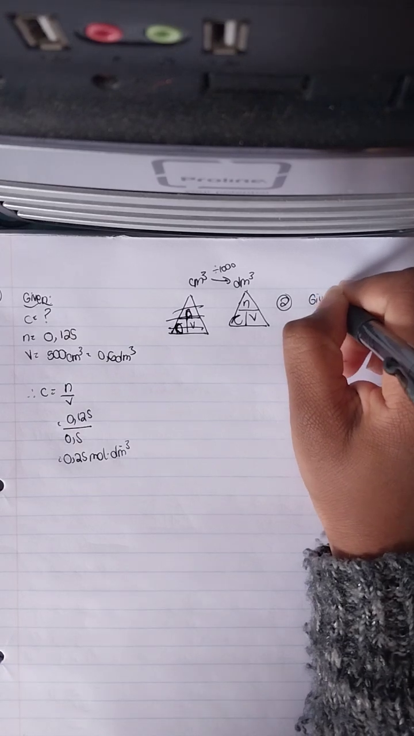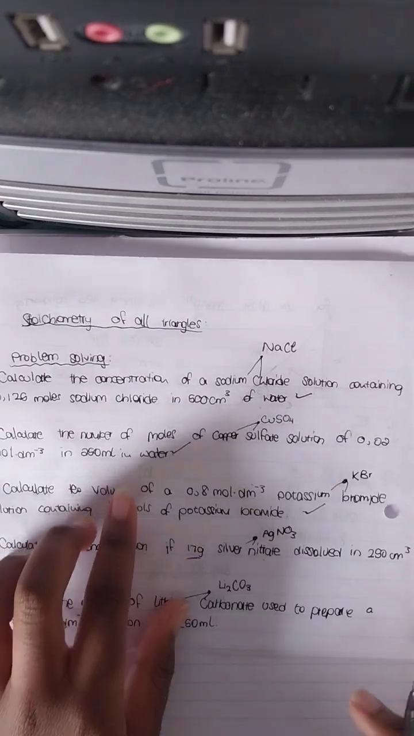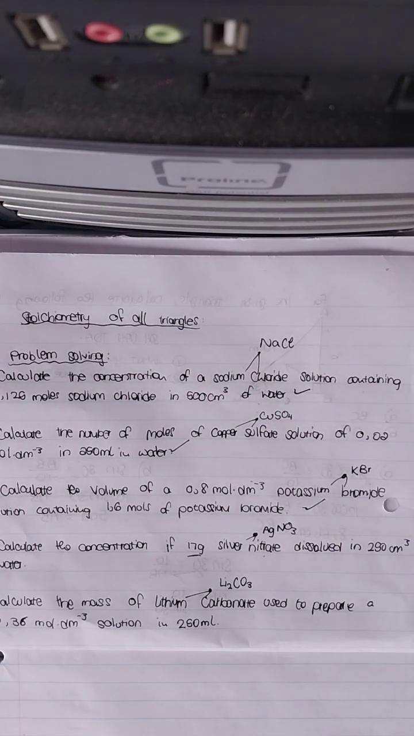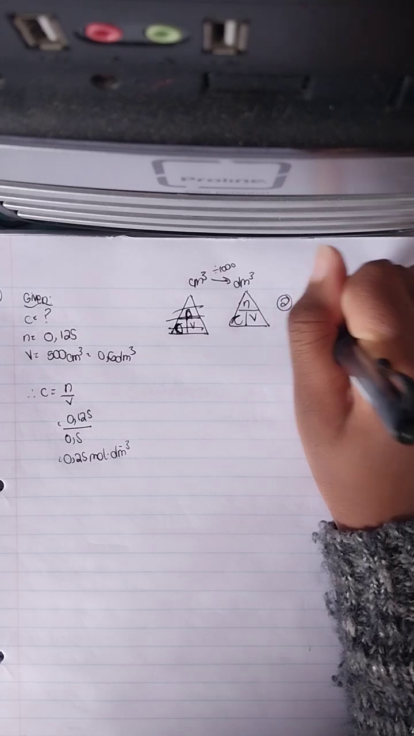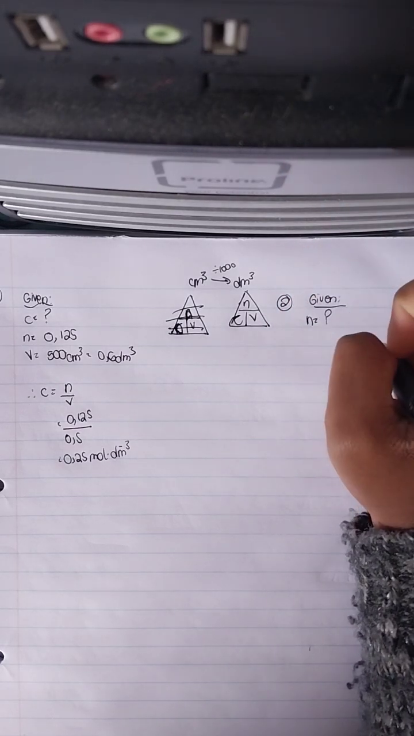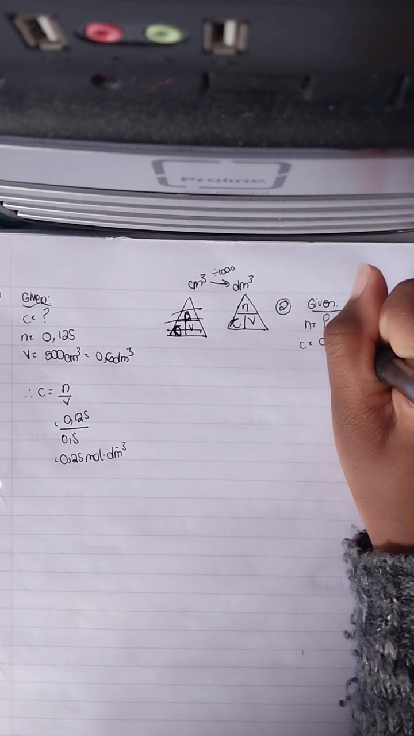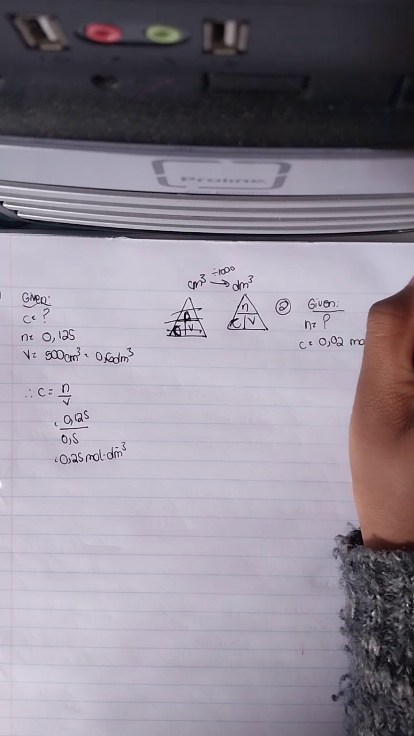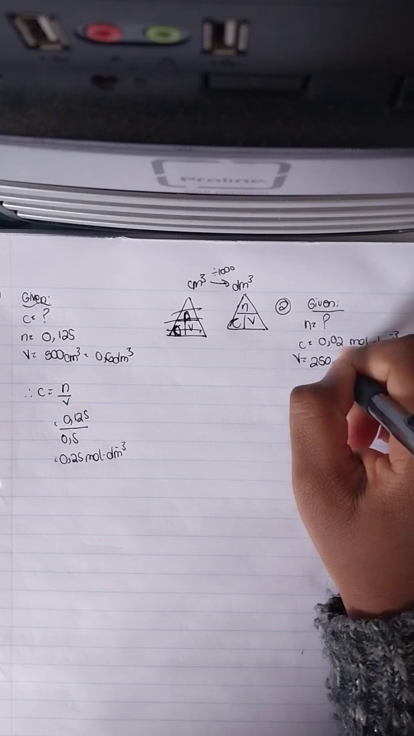Always write down your given because that actually helps. Your next question, this is the second question, says: calculate the number of moles of copper sulfate solution of 0.02 mole per dm cubed in 250 milliliter of water. So first of all, what are we trying to calculate? Our number of moles. And we have our concentration, which is 0.02 mole per dm cubed, and our V, which is 250 milliliter.